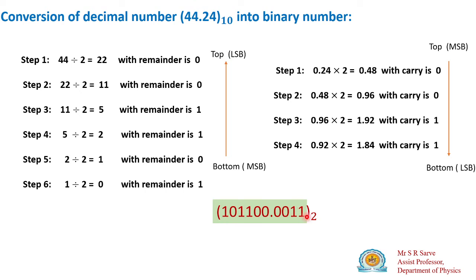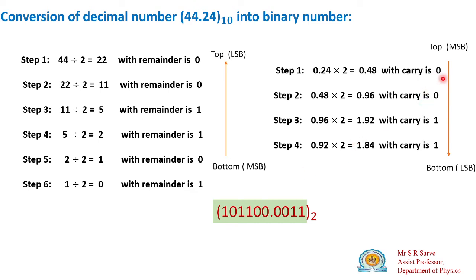Now for after the decimal point, the number is 0.24. So use this step here. 0.24 into 2 is 0.48. There is an integer 0, so this will be written on this side. Then 0.48 into 2 is 0.96. So 0 will go here, and 0.96 will be here. 0.96 into 2 is 1.92. Here what is the integer? 1 will be here, and the remaining fraction 0.92 will be here. 0.92 into 2 is 1.84. So 1 will be here, and 0.84 will go there.